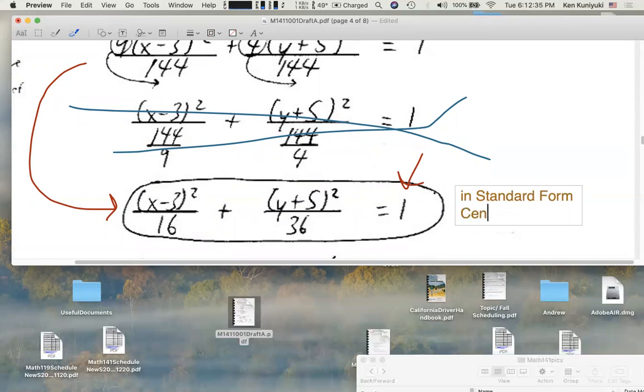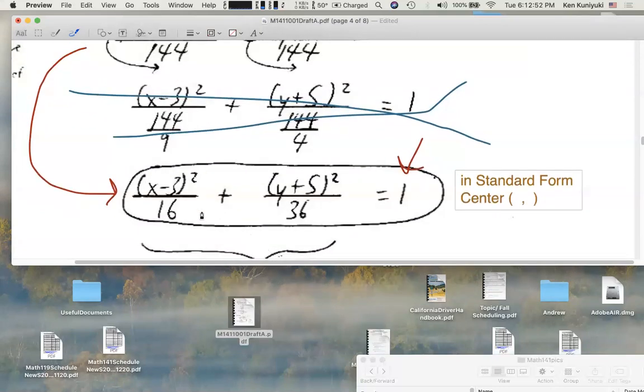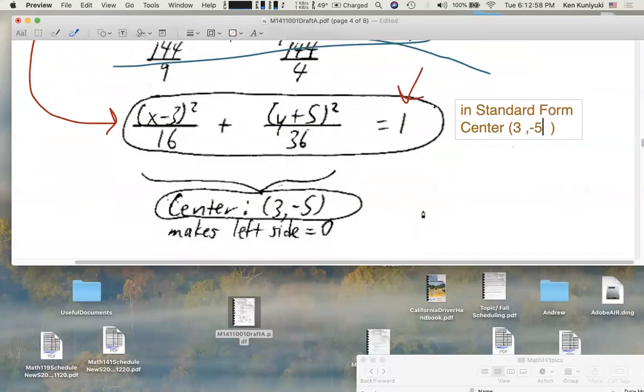All right, where's the center of the ellipse? Quick, where's the center of this ellipse? A nice trick, which also works for circles. What point, what values for x and y, what ordered pair will make the left side equal to 0? That's a nice trick. Positive 3, negative 5. What makes the left side equal to 0? X equals 3, y equals negative 5.